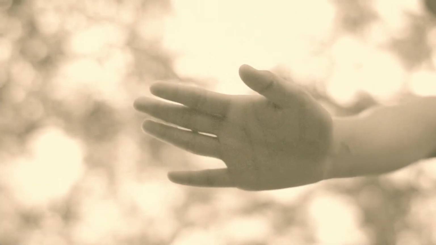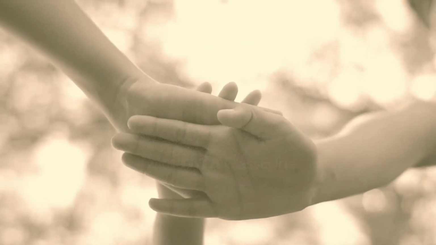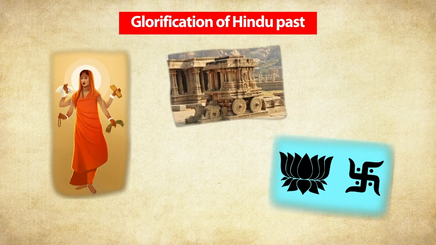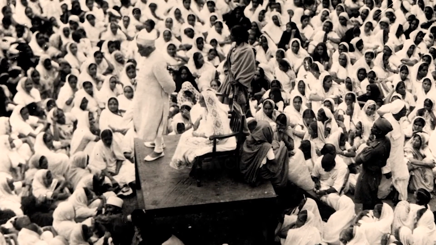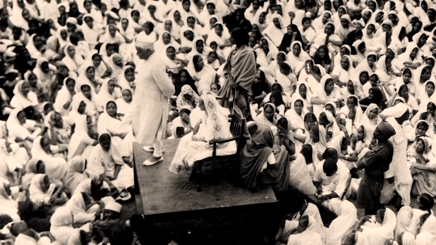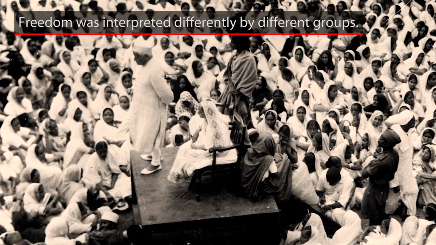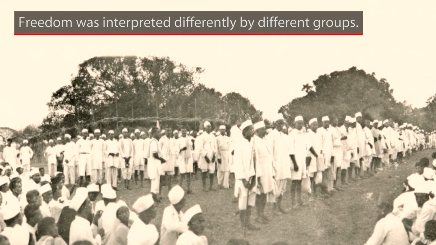However, all these efforts that aimed at bringing unity among people had a few flaws. The icons that were celebrated and the past that was glorified was all Hindu. This alienated people belonging to other communities. The efforts by Congress to organize mass movements were sometimes marred by disharmony because freedom was interpreted differently based on the aspirations of different groups.